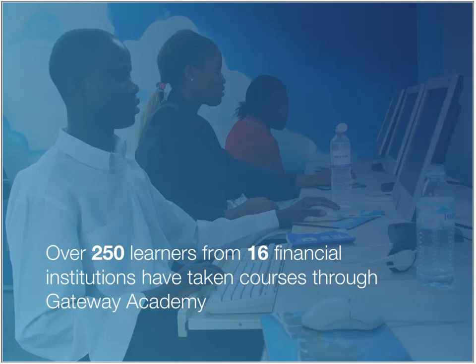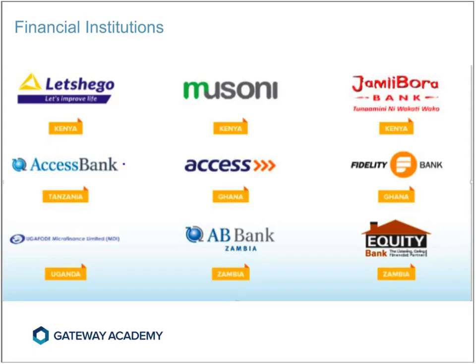So far, through the alpha, the demo, and the beta stages, we have had over 250 learners from 16 financial institutions that have gone through the Gateway Academy to test and validate the concepts, the hypothesis that we started with from the beginning of the project. We have worked with the institutions that you see on the slide above, and we've been able to reach all of our focus countries except Malawi, but right now we are working with Malawi on our next phase, and therefore we'll be able to reach even beyond our focus countries.